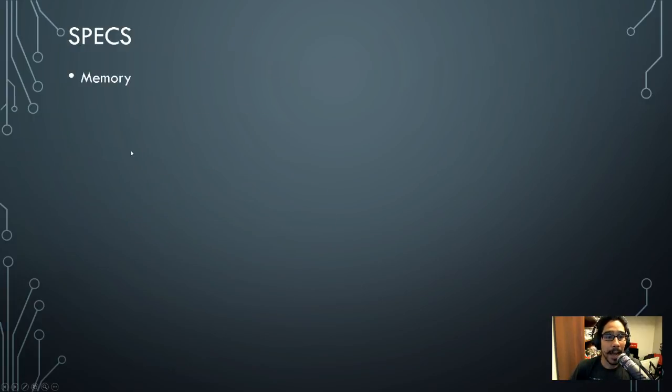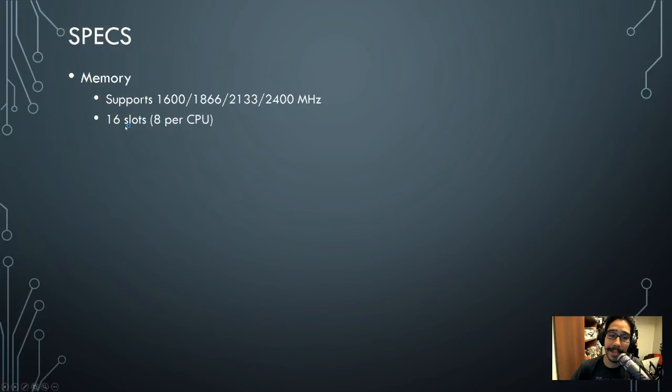Specs. Now, it really depends on this particular machine. The specs are a little different, but this is the max that you could get. The memory max supports speed-wise is 1600, 1866, 2133, and 2400 megahertz. That's the speed that you could get within the memory. Now, it does come with 16 slots, and that's 8 per CPU. Okay, so each CPU will contain 8 slots, 8 memory sticks.